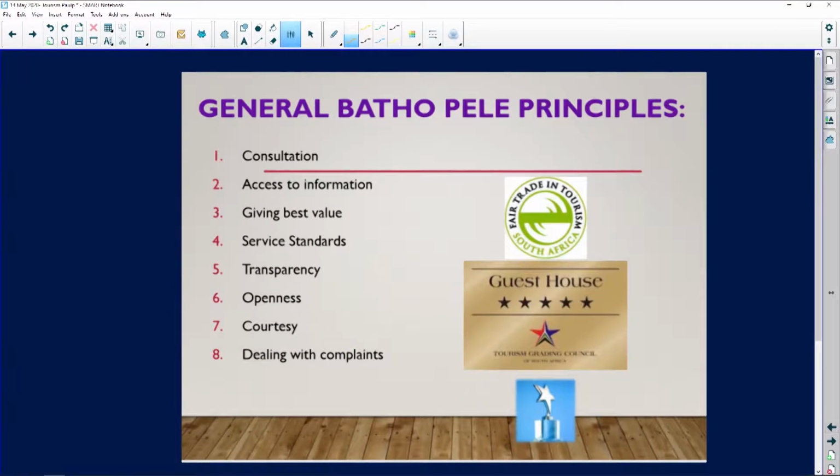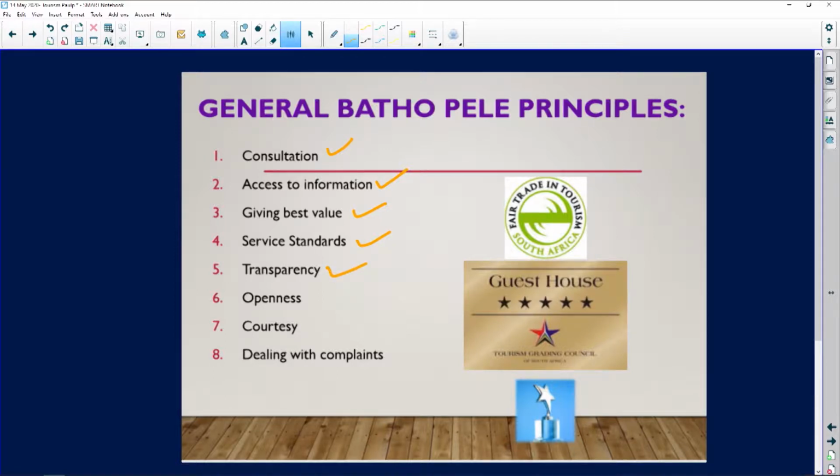The first one is consultation. In other words, be able to communicate with your customers freely without avoiding one another. Customers need to be able to access information whenever they need it. You have to give the best value that you can offer to your customers. Your service standards need to be of exceptional value.